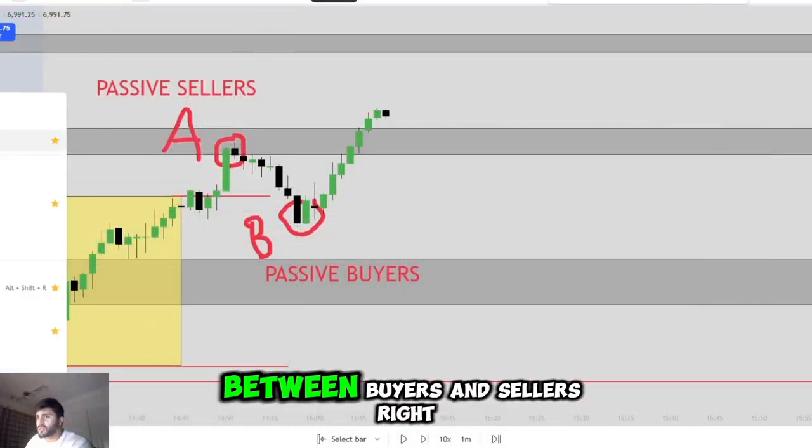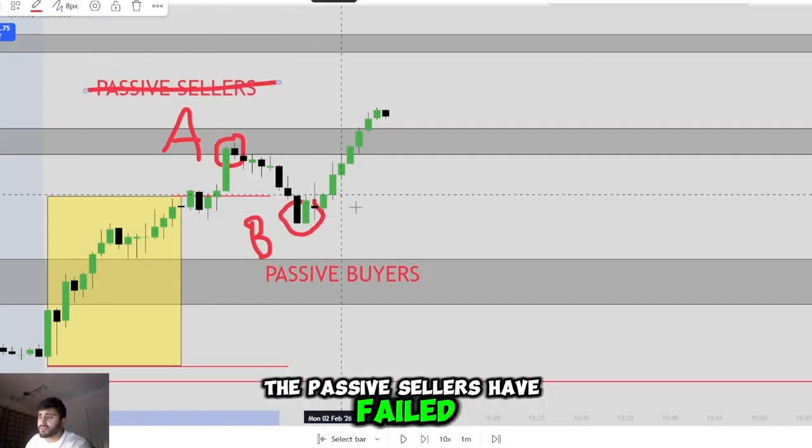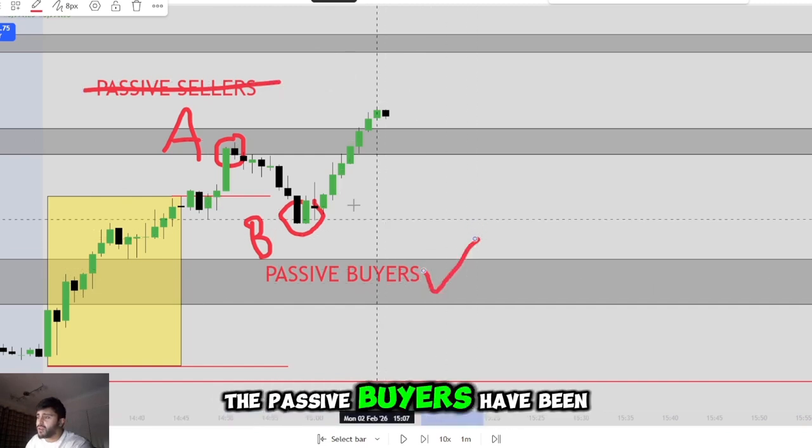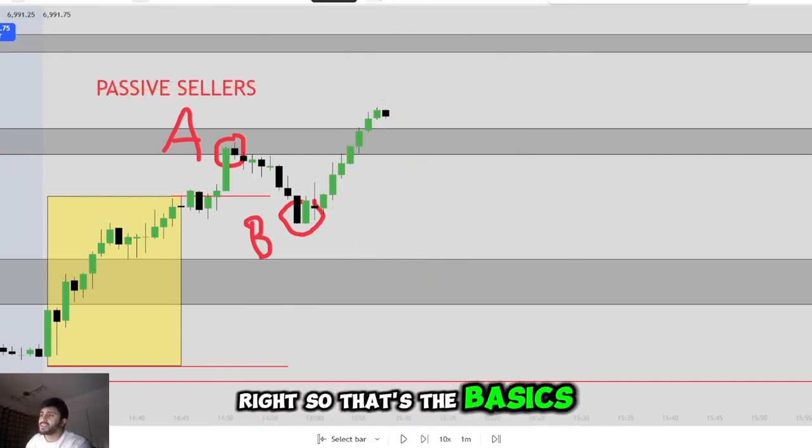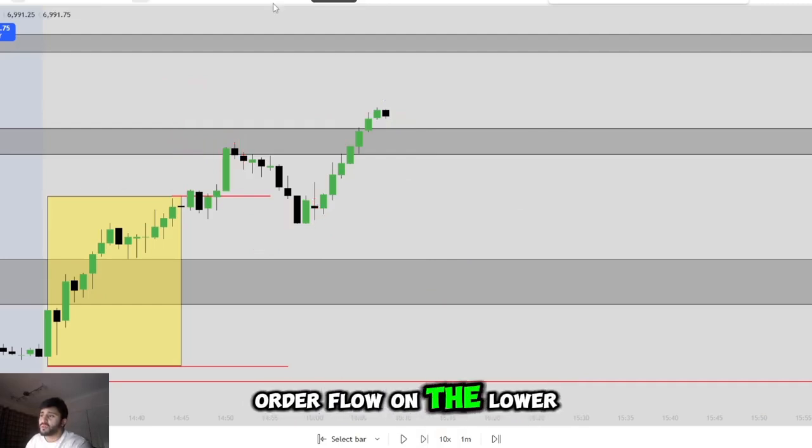So what's going on here between buyers and sellers, right? The passive sellers have failed. The passive buyers have been successful as we've broken above this level, right? So that's the basics in terms of order flow and how I'm looking at order flow on the lower time frames.